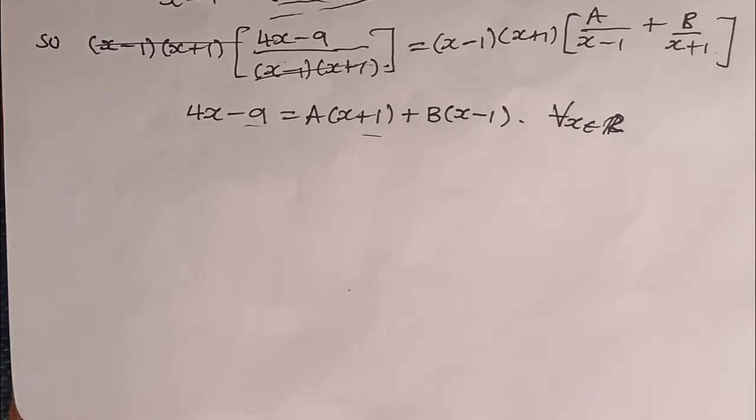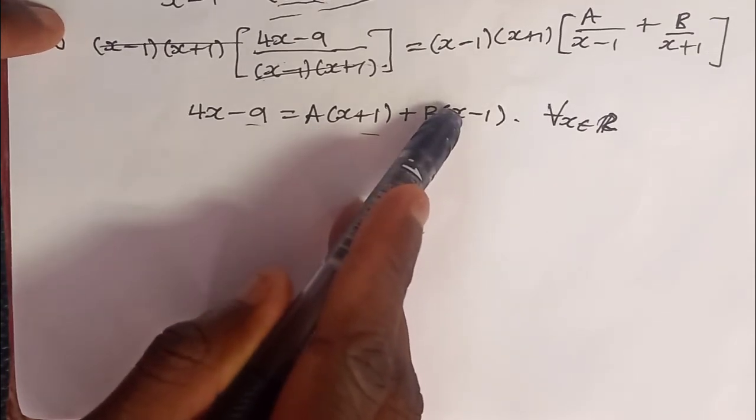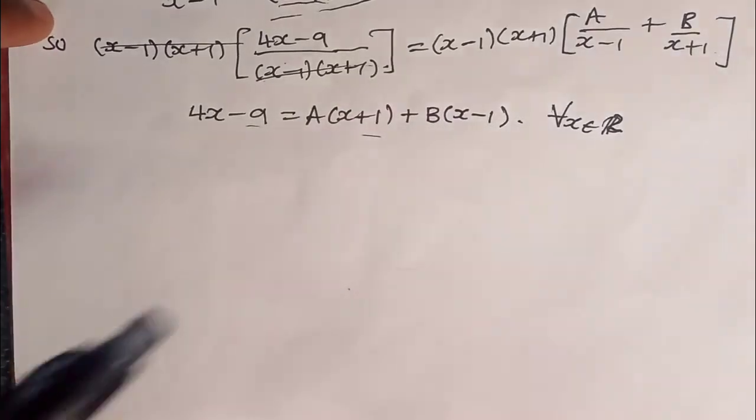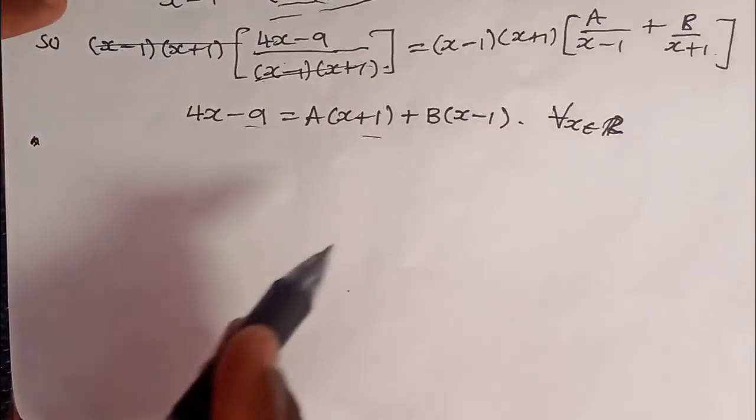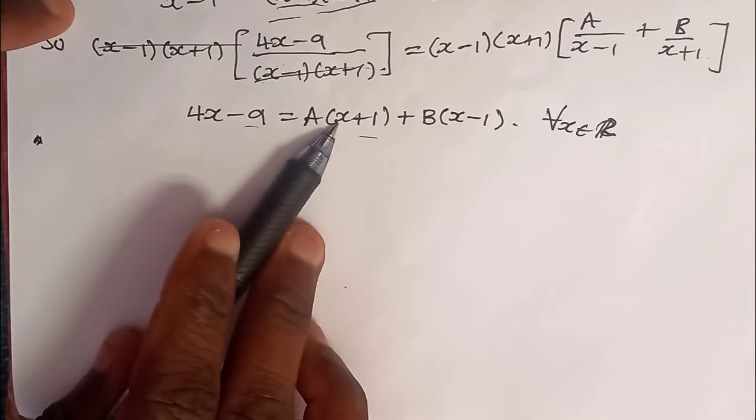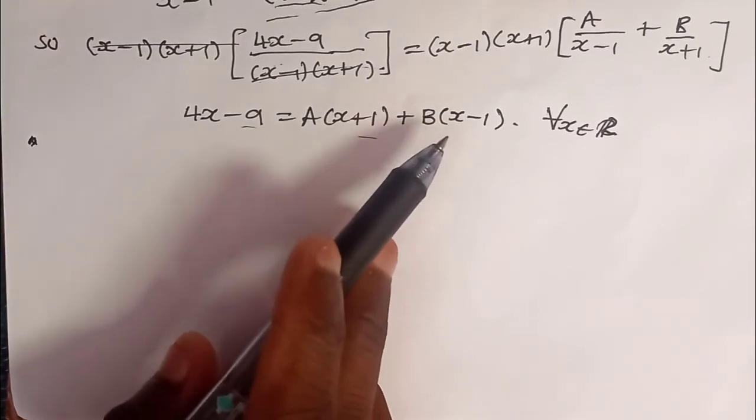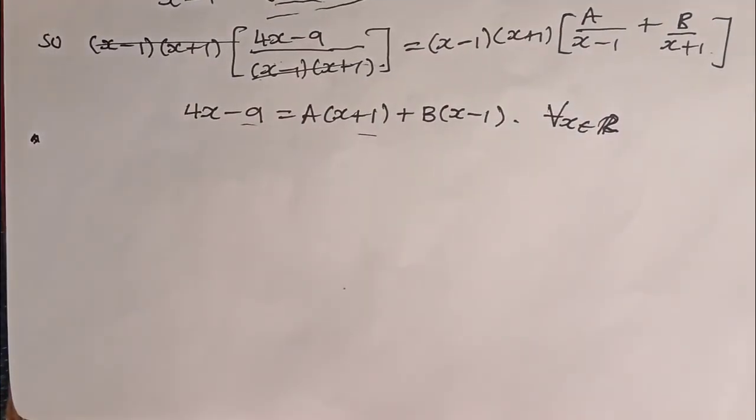In order to solve for A, we must make this part 0, and for that x has to equal 1. If x is 1, we'll find the value of A. And for us to solve B, x has to be negative 1 for this part to be 0, then we can solve for B. So we have two cases. If x equals 1, what is the value of A? And if x equals negative 1, what is the value of B?